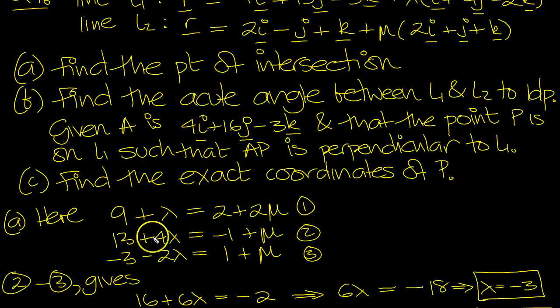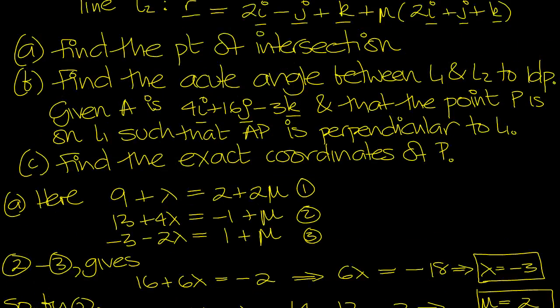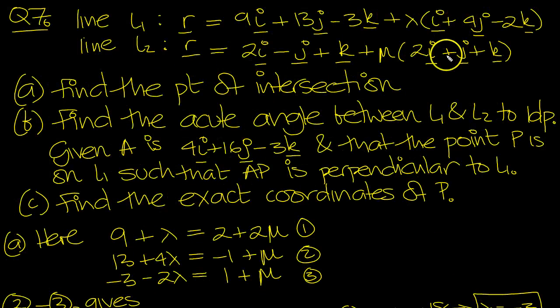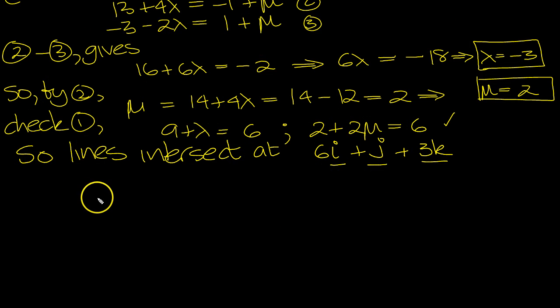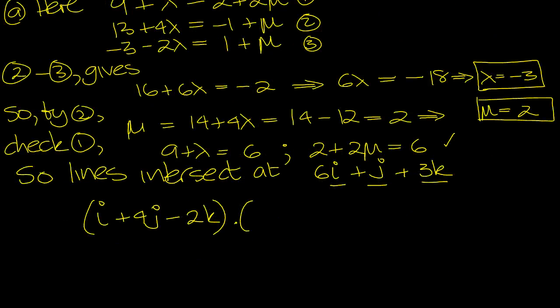That's okay. So now part b, find the acute angle between L1 and L2 to 1 dp. So let's do that then. Here's a directional vector, 1, 4, minus 2, so 1i plus 4j minus 2k. Dot product with the other directional vector, 2, 1, 1.